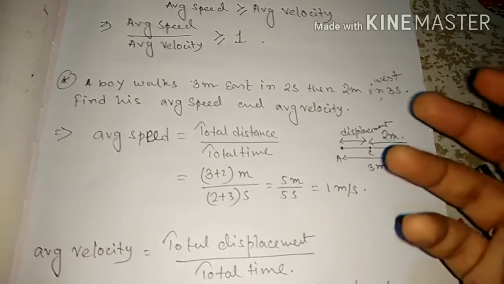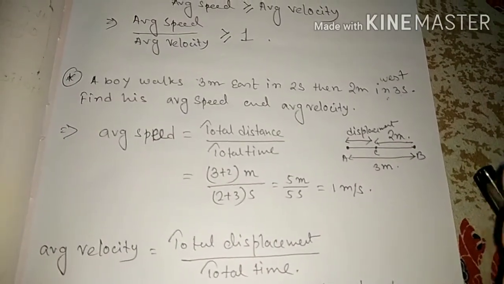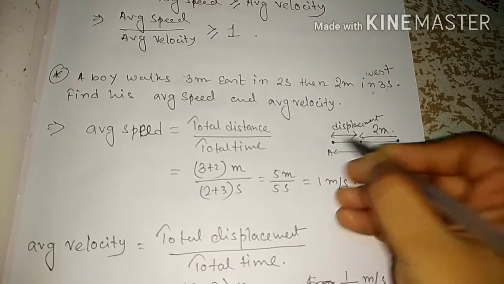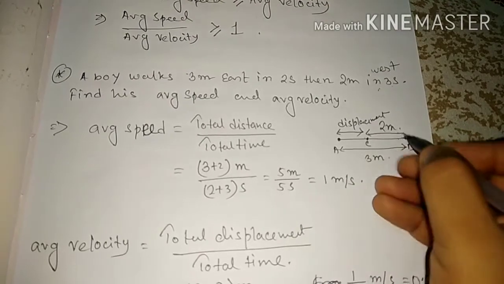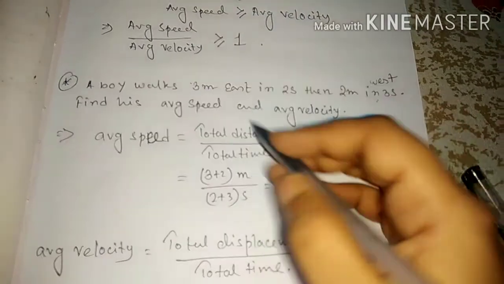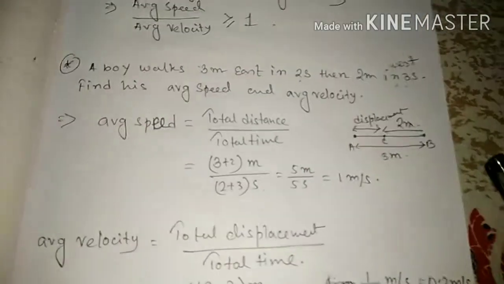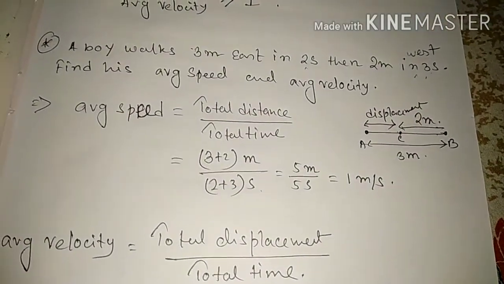Distance means total path covered by an object. So total path covered by it: first it travels from A to B, then B to C. So 3 plus 2, that is 5 meter. Total time is 2 seconds plus 3 seconds, that is 5 seconds. So average speed is 1 meter per second.